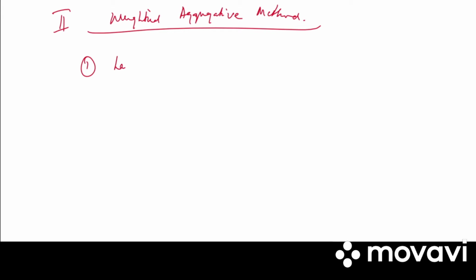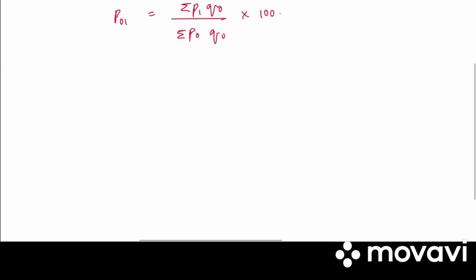Like the first one, Laspeyres' method. So under Laspeyres' method, he will be using the base year's quantity. So write the formula. P01 is equal to summation P1 Q0 divided by summation P0 Q0 into 100.